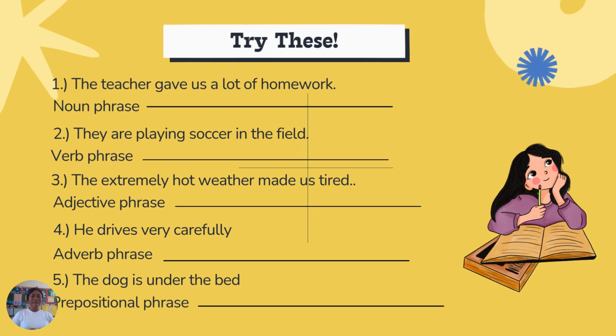Number four, he drives very carefully. How does he drive? He drives very carefully. So, what is the adverb phrase in that sentence? And then the last one we have, the dog is under the bed. What do you think the prepositional phrase is in that sentence? So please try it out and get back to me.